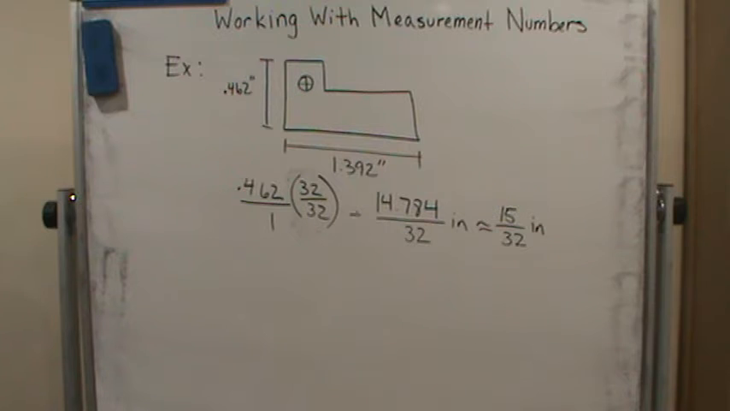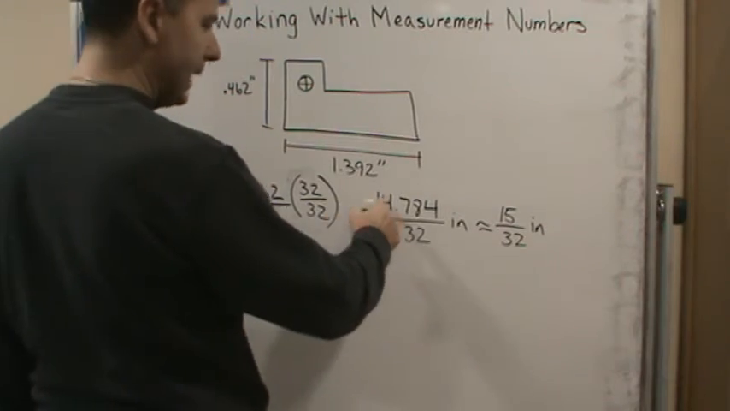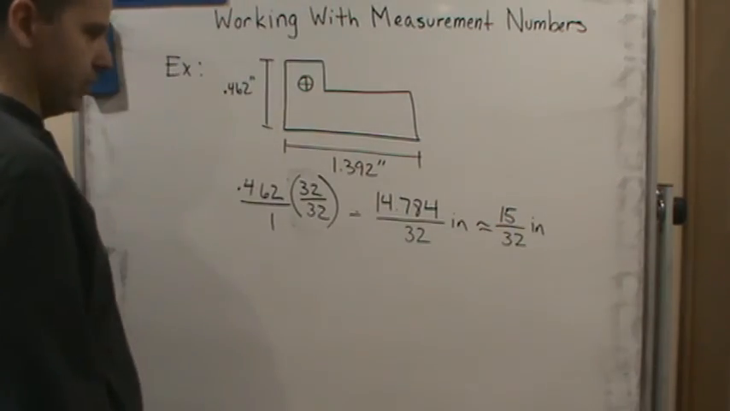Okay, now that we've done that, they ask, find the error involved in using the fraction number instead of the decimal number. Because we had to round, right? So what's the error? Well, it's going to be the difference between the actual measurement, the actual calculation, and the rounded one. So I'm going to take the true measurement minus the rounded measurement.